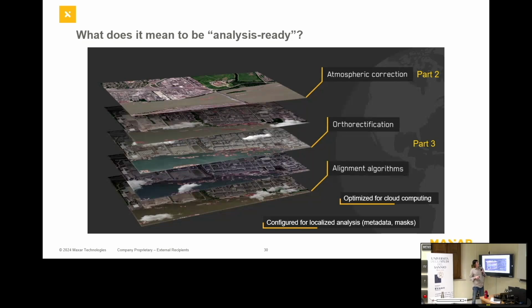Okay, so this is almost the end of part 1. In part 2, we're going to do a very deep dive about atmospheric correction, atmospheric compensation. Then part 3, we're going to be talking about orthorectification, alignment, and why things shift. And then there's going to be part 4, which is just how do you go from pixel to insights.